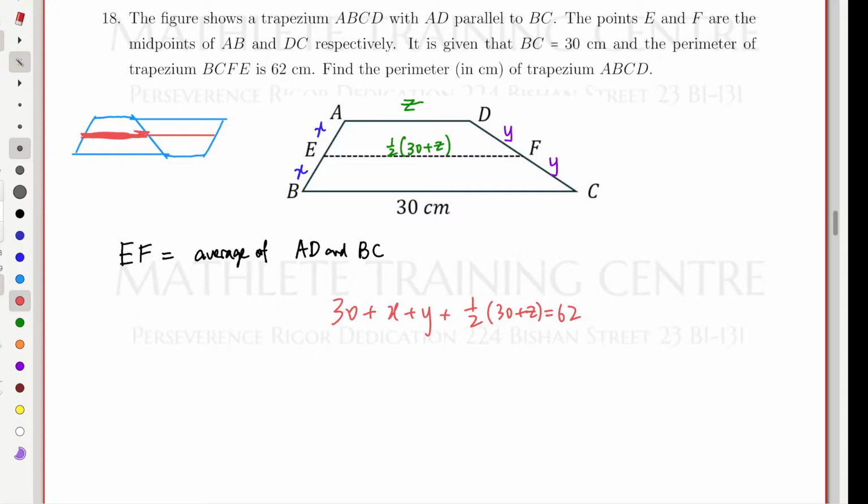Okay, so now what we can do is that we can remove the 30, we can remove the half times 30, that's 45, you can remove here. So X plus Y plus half Z is equal to 17.